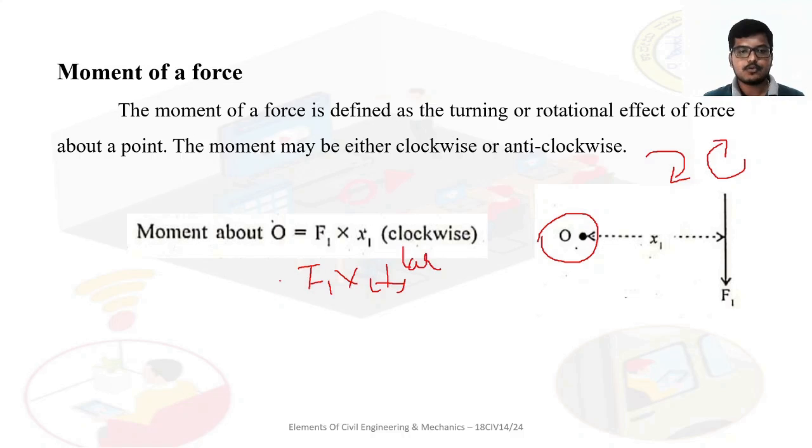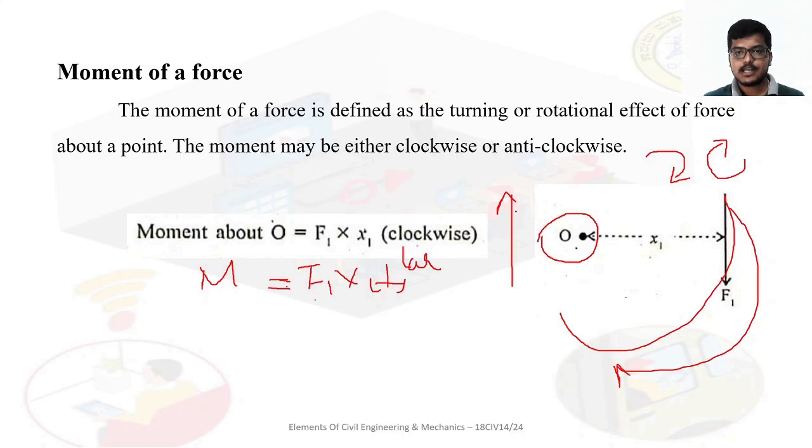So mathematically, how to calculate a moment? Moment is nothing but the force into perpendicular distance. What is the perpendicular distance? It is x1. So F1 into x1, that is clockwise direction. So it will produce the effect like this. If the force is like this, it will produce the effect like this, that is anti-clockwise.